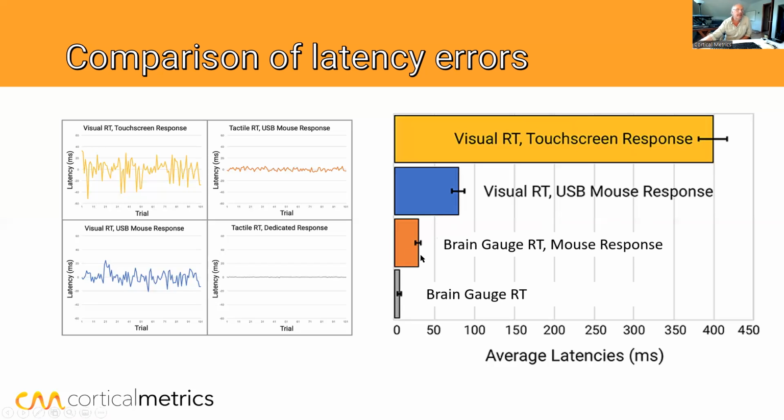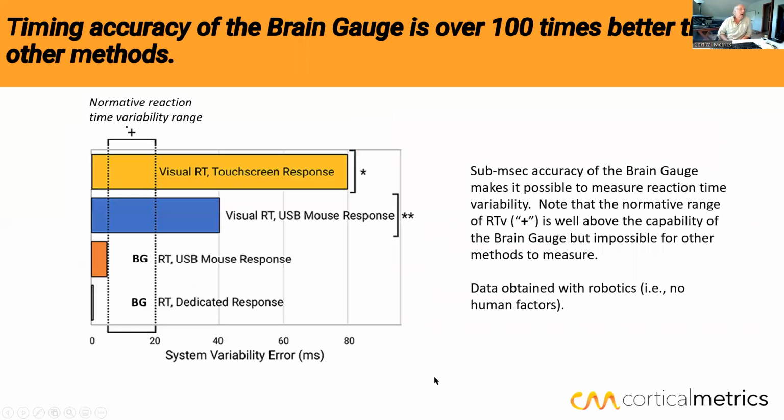You get a reaction in the 15 to 20 millisecond range. And then the Brain Gauge reaction time latency is 0.3 milliseconds. Look at it another way. This is the variability that you get from these systems, not the actual latency, but the variability of each of those. So that first system that was so bad had 80 millisecond variability, 40 milliseconds from, again, the standard visual reaction time.